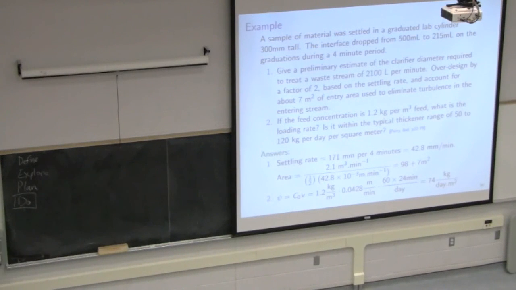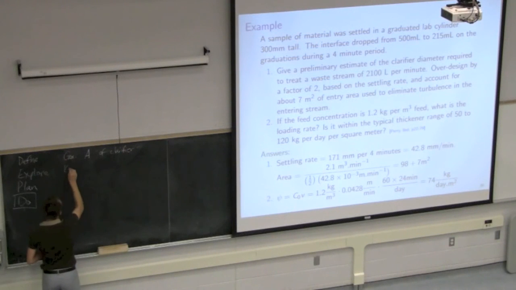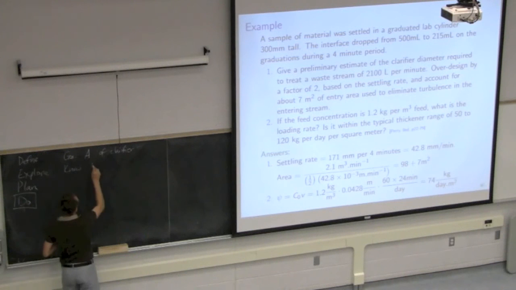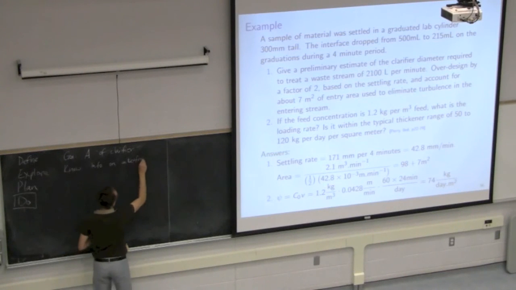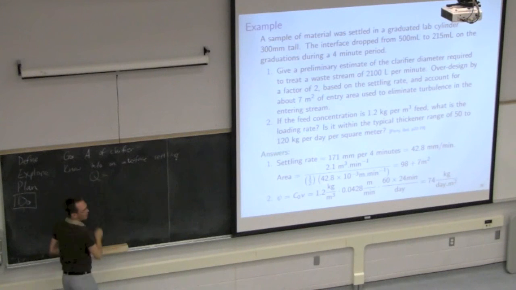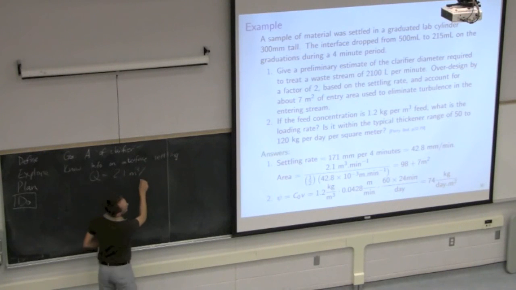So a few confused faces from what I can see. What is our objective here? What are we trying to head for? The area of the clarifier. Area of the clarifier. So our goal is A of the clarifier. What do we know? Okay, so we have info on interface settling. What else do we have? Flow rate. So Q for clarifying. What is the value of the flow rate? Yeah, 2100 liters per minute, or 2.1 meters cubed per minute.